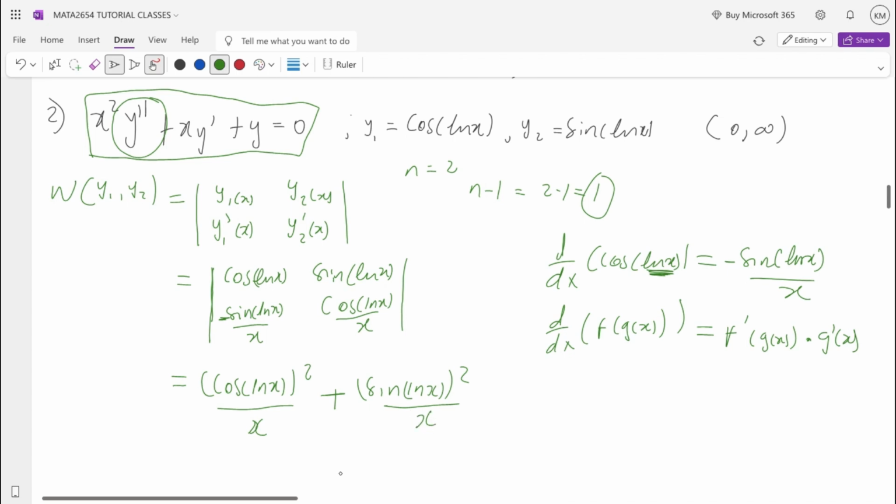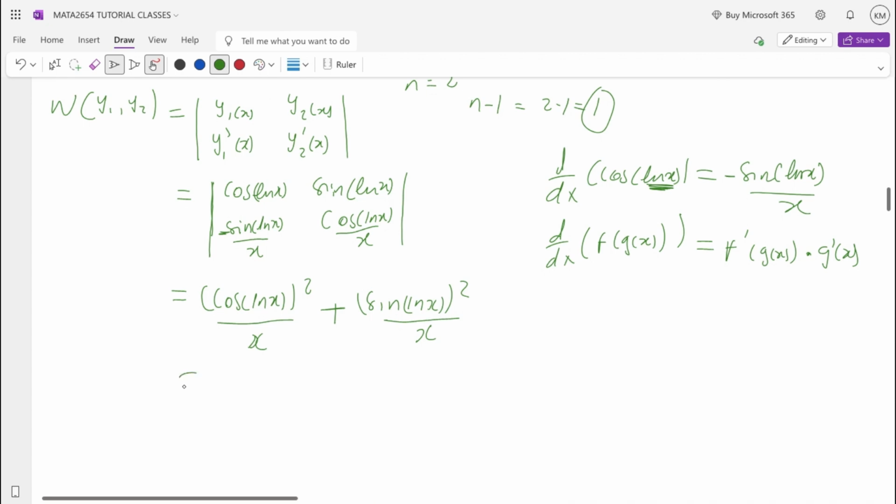Okay, so since they gave us an interval there, you don't have to stop here. I can write this as cos squared ln of x plus sine squared ln of x, divided by x. The denominator is the same, so I'm allowed to write this. So what is this showing you? The numerator is just equal to 1.